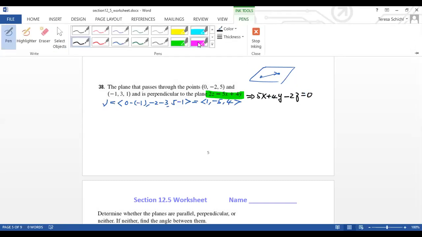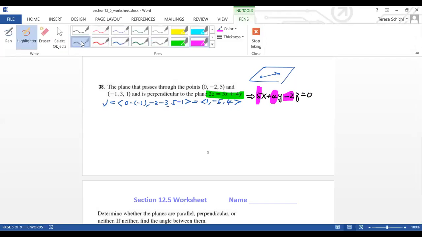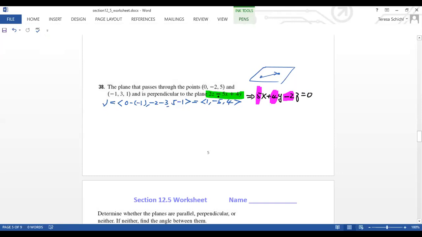So we know the front here, those are the normal vector for this plane, right? So this is the normal vector, it's 5, 4, -2 for this plane. But the plane we are looking for is perpendicular to this plane, because the normal vector is perpendicular to this plane. So what does that mean?